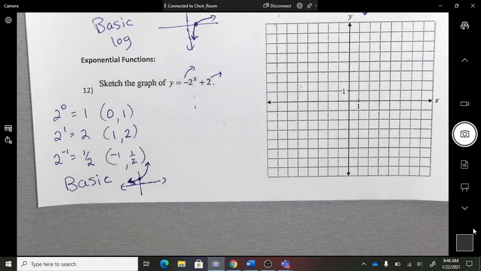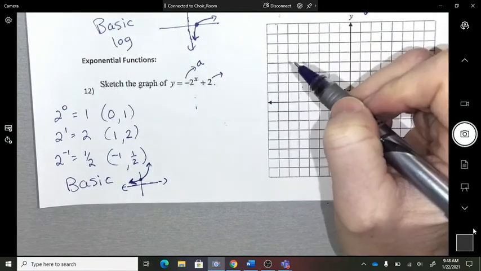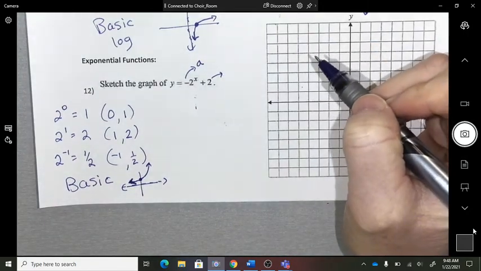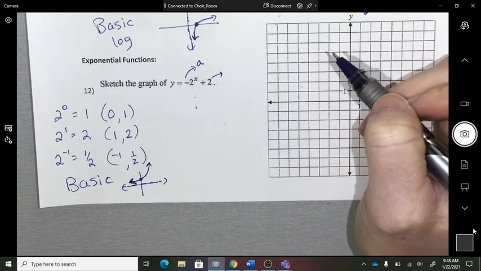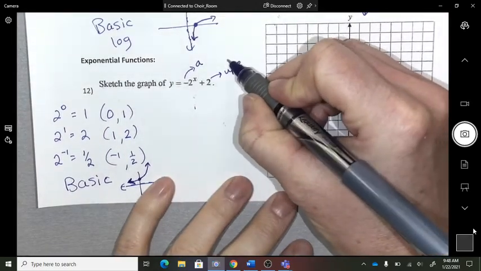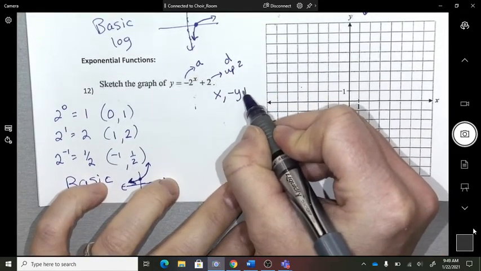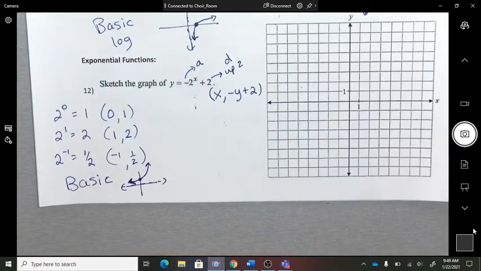Okay, what happens here? We got 2 transformations we got to deal with. This would be A, so it's going to reflect downward, and up 2, because that's a D. Reflecting and up.